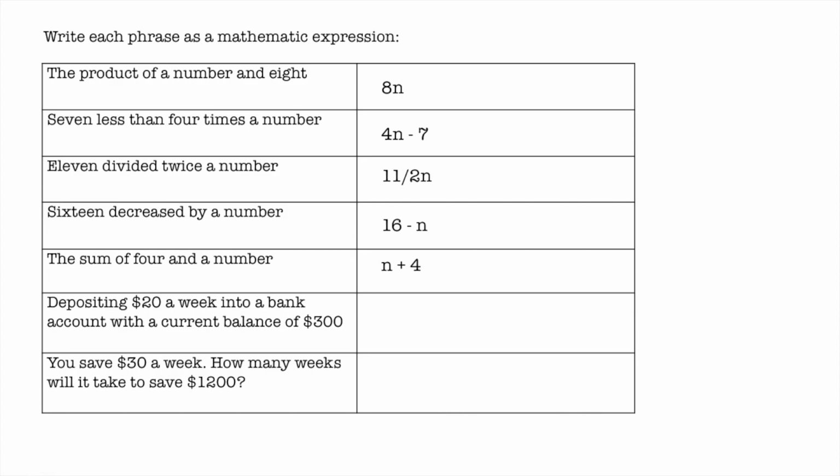We always list the variable first if we can. You'll see some of the problems we don't because of the way that their wording is. But we try to list the numbers or the letters first, the variables.